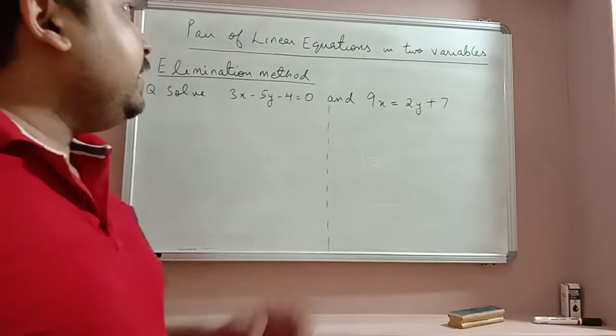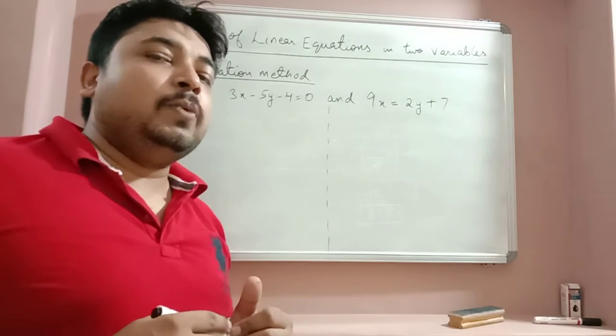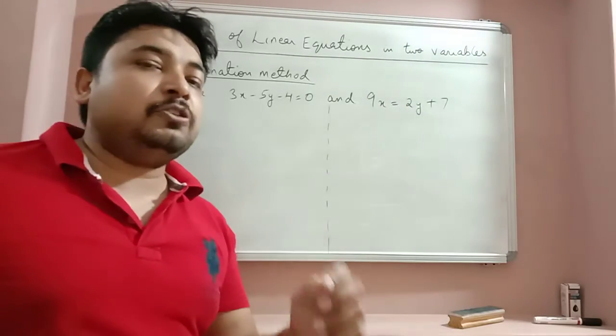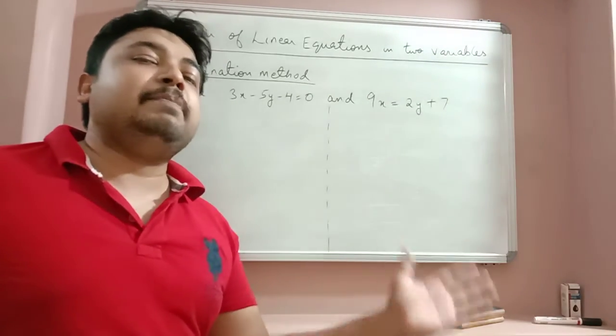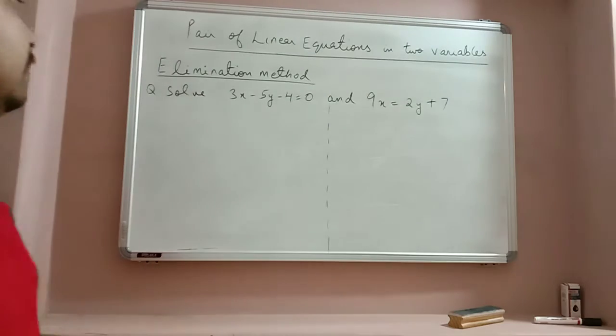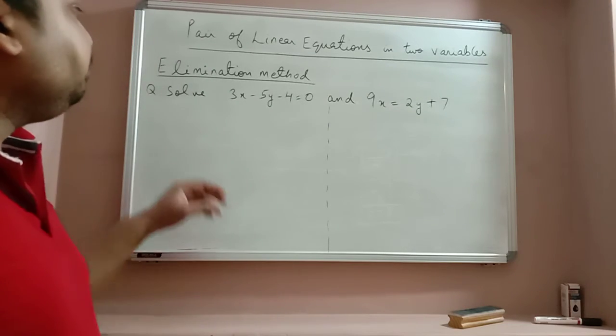Now today we are going to continue with pairs of linear equations in two variables, and in this I will discuss the elimination method. The substitution method has already been discussed in the previous video. Now let's take up the elimination method. Let us take an example.